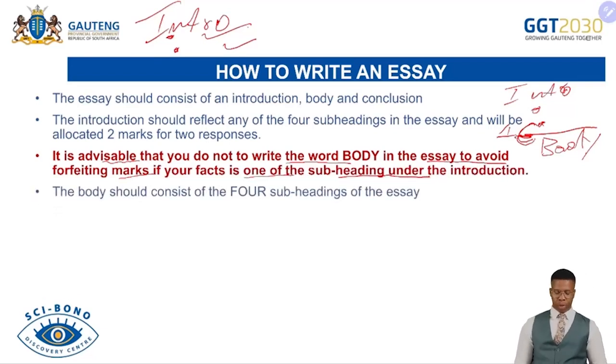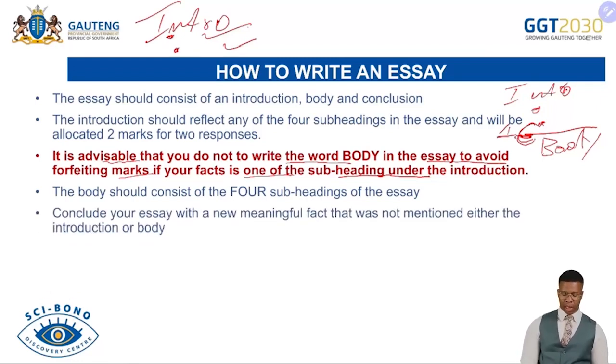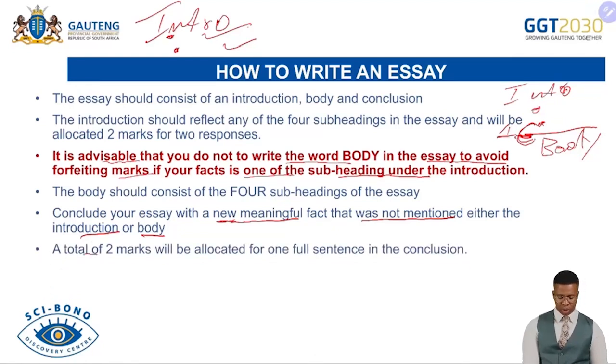And then the body should consist of the 4 subheadings or sub-questions of your essay. And remember, your sub-questions are provided in your question paper. And then this is the way you conclude. You conclude your essay with a new meaning or a fact that was not mentioned either in the introduction or in your body. So make sure that in your conclusion you do not repeat a sentence that you already wrote in your introduction or body. A total of 2 marks will be allocated for one full sentence in the conclusion. So you provide only one full sentence and you get 2 marks for that.